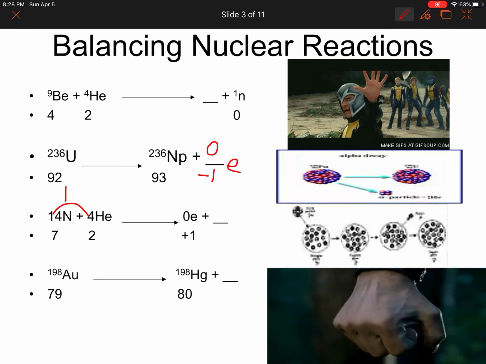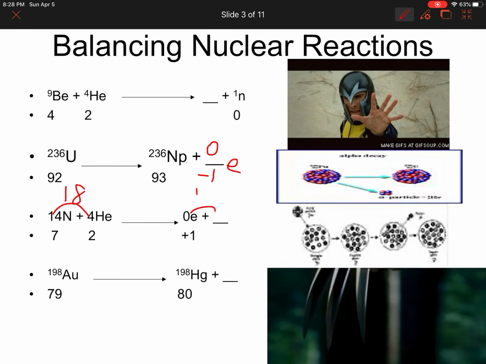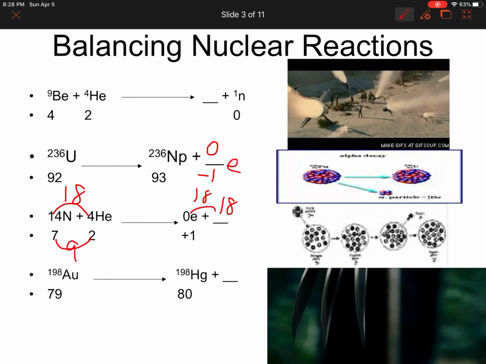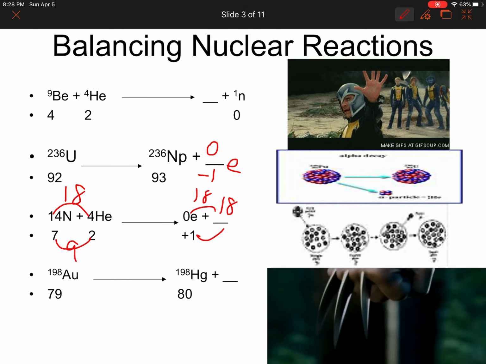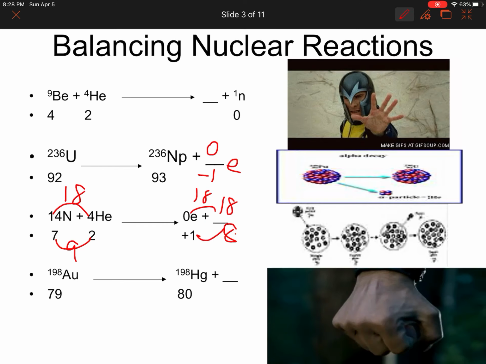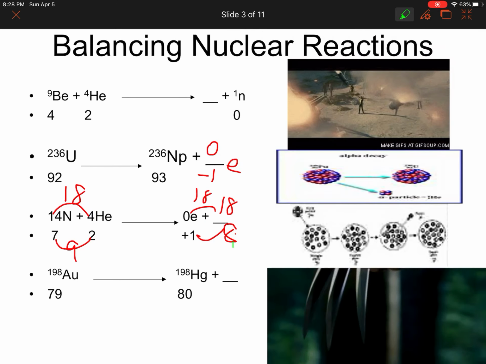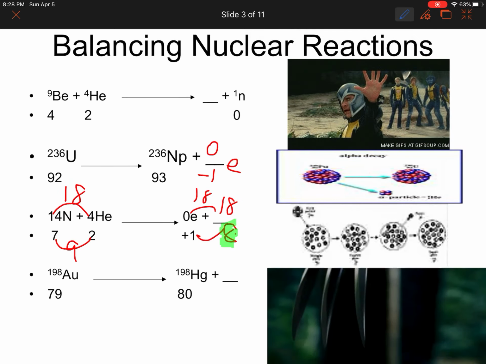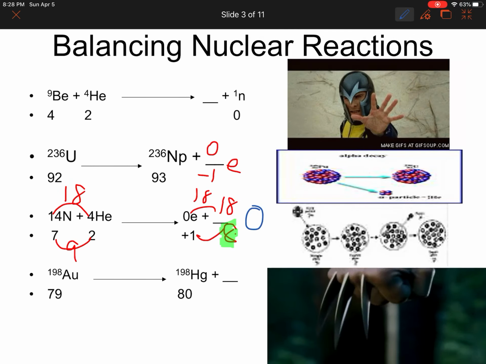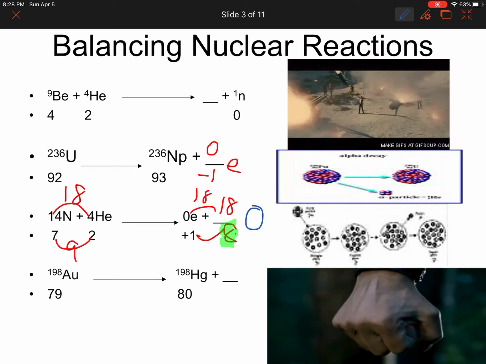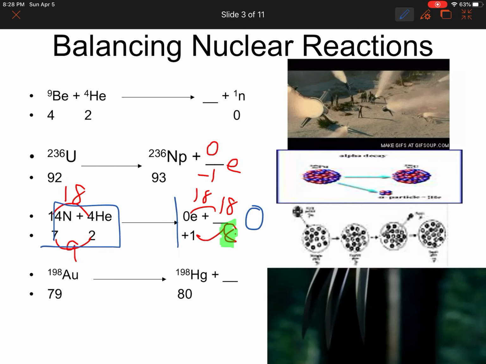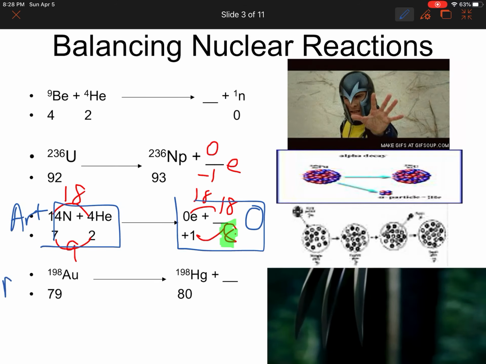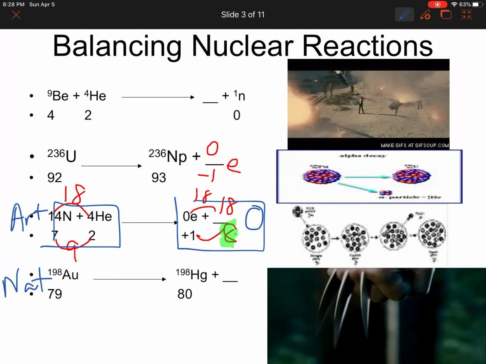Next, 14 + 4 is 18. 0 + what is 18? That's right, 18. 7 + 2 is 9. 1 + what gives me 9? 8. Atomic number 8, guys, on the periodic table tells you that it is oxygen. All right. Again, 2 on the left, 2 on the right, that is artificial. This is natural because you have 1 on the left, 2 on the right.